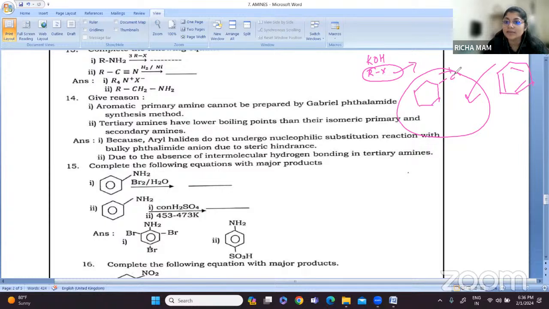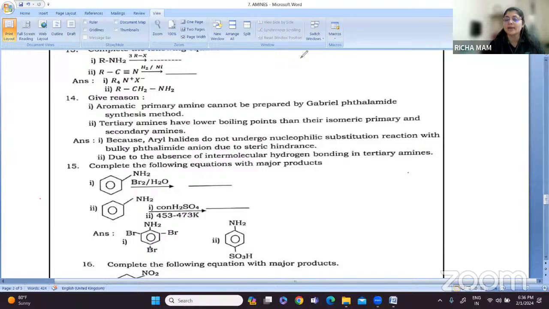So this phthalimide is also a bulkier group. So there may be a steric hindrance. Because of that, aryl halides do not undergo a nucleophilic substitution reaction. So we are not introducing the aryl halide. So aromatic primary amines cannot be prepared by Gabriel phthalimide synthesis method. Like this, give reasons can also be asked.